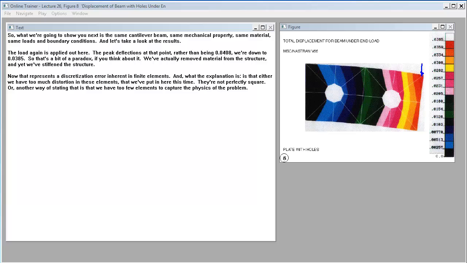So that's a bit of a paradox if you think about it. We've actually removed material from the structure, and yet we've stiffened the structure. Now that represents a discretization error inherent in finite elements, and what the explanation is that either we have too much distortion in these elements that we've put in here this time, they're not perfectly square, or another way of stating that is that we have too few elements to capture the physics of the problem.